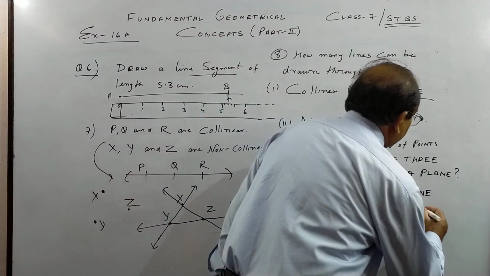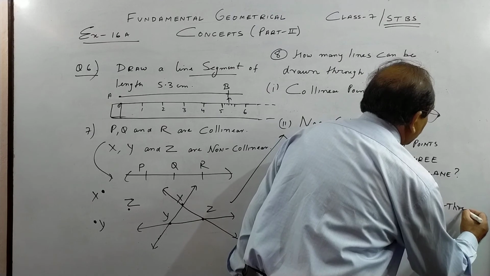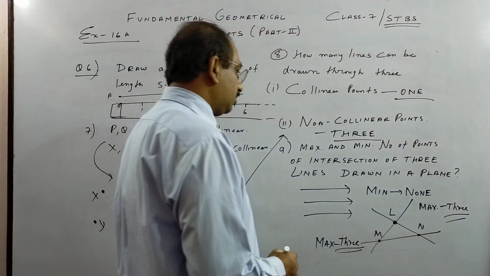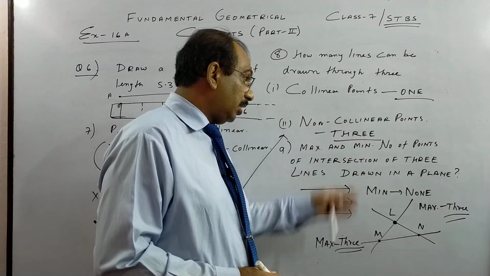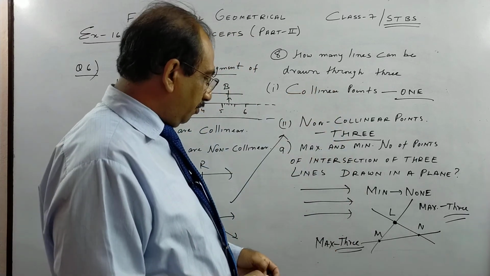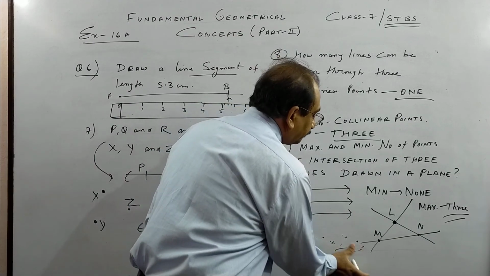So maximum is 3. You can draw and check. We cannot have more than 3 points of intersection when 3 lines are drawn in a plane. This whiteboard is a plane. So I wrote there.